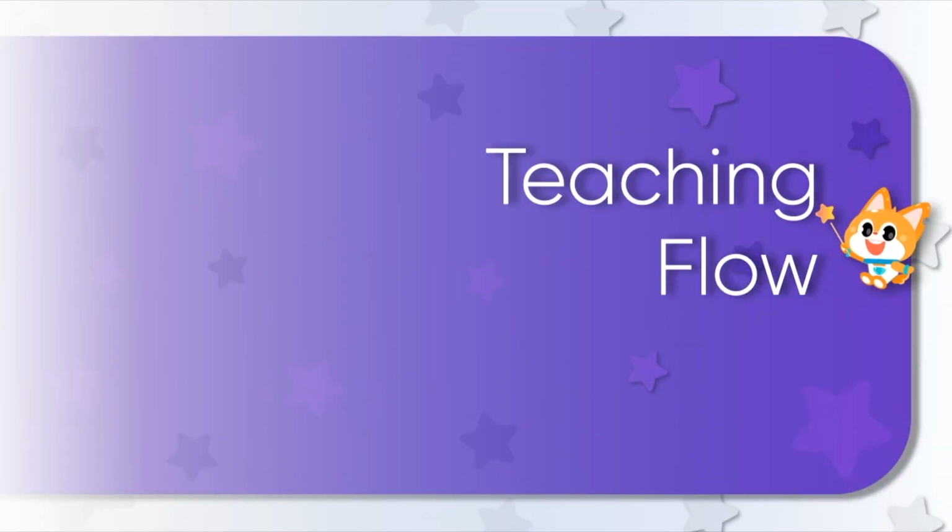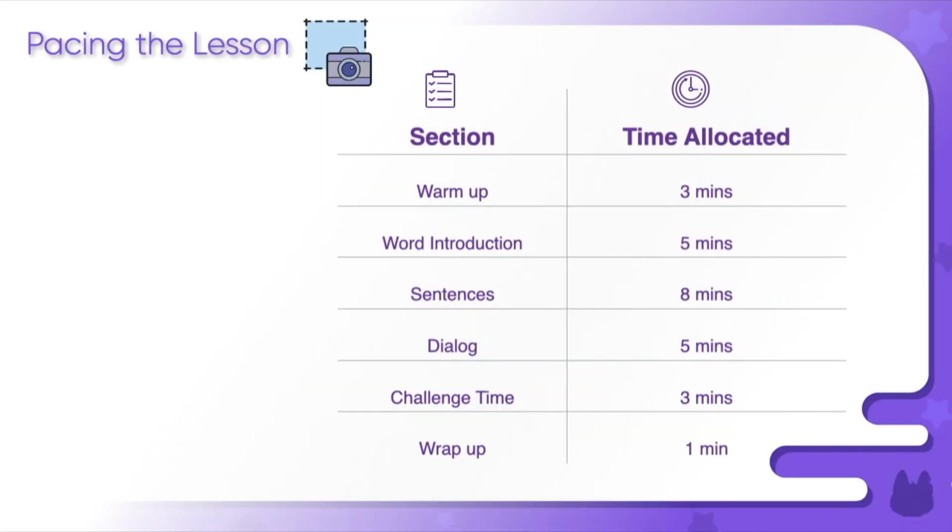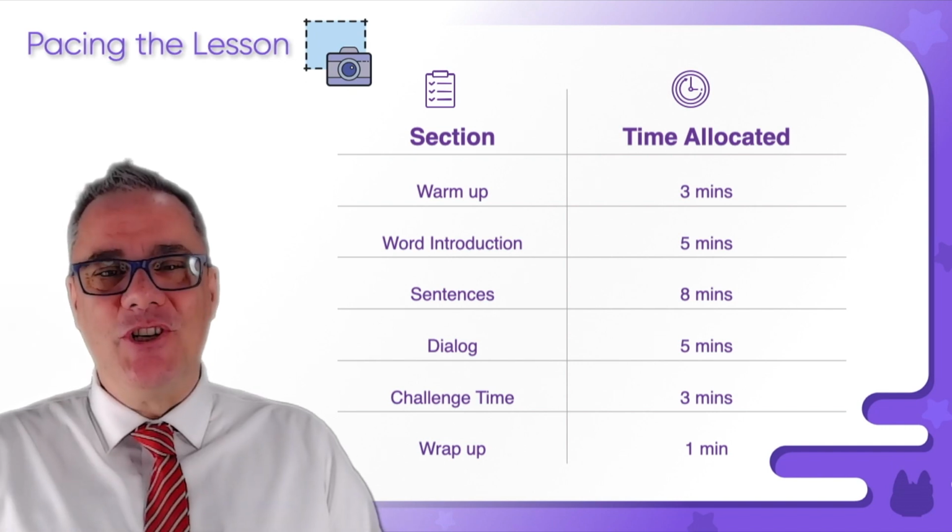And let's talk briefly about the teaching flow of the LiveX class. There are 16 lessons in each unit. Each unit will have 6 sections: warm-up, word introduction, sentences, dialogue, challenge time, and wrap-up. You may find the need to skip certain pages during the classes to adjust for time and according to the learning circumstances. However, for advanced students, more time on the challenge time section is preferred, and this can take up to 8 to 10 minutes. Take a screenshot here for your reference.